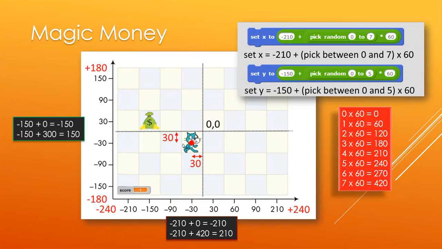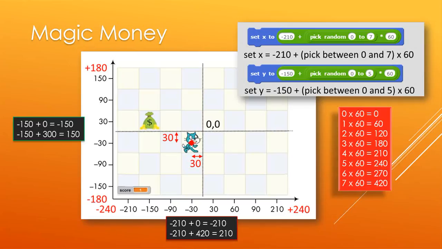Then we pick a random number. Do you guys remember what the random number block does? What does it do? It picks any number between those two. So this one over here will pick anything between 0 and 7, and this one will pick anything between 0 and 5. And then we multiply it by 60. So here you can see 0 times 60 is 0, 1 times 60 is 60, 7 times 60 is 420.